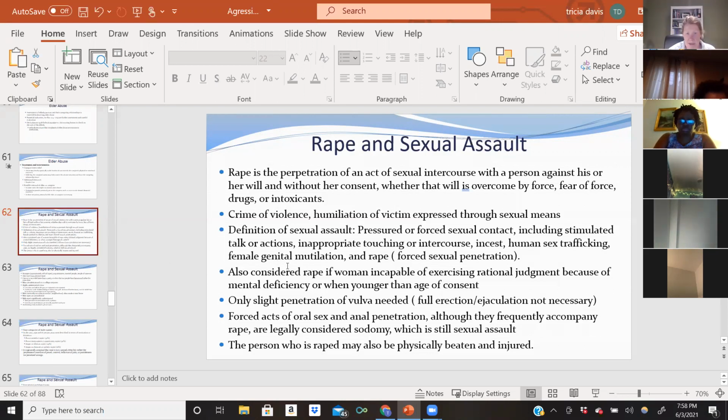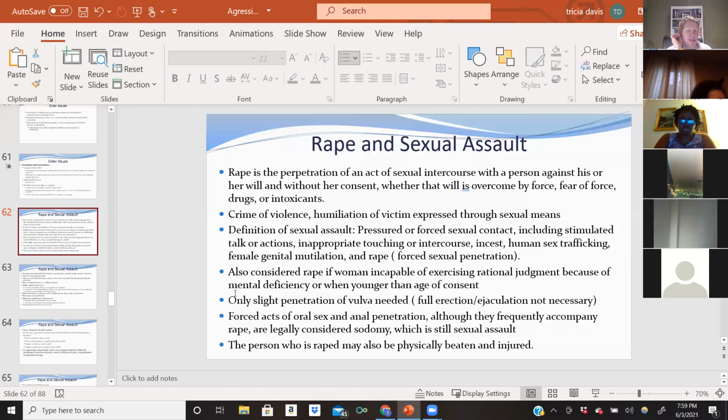It is also considered rape if a woman is not capable of exercising her rational judgment because she has a mental deficiency, some type of intellectual developmental issue, or if they're younger than the age of consent. Only slight penetration of the vulva is needed. There does not have to be a full erection or ejaculation necessary in order for it to be considered rape.